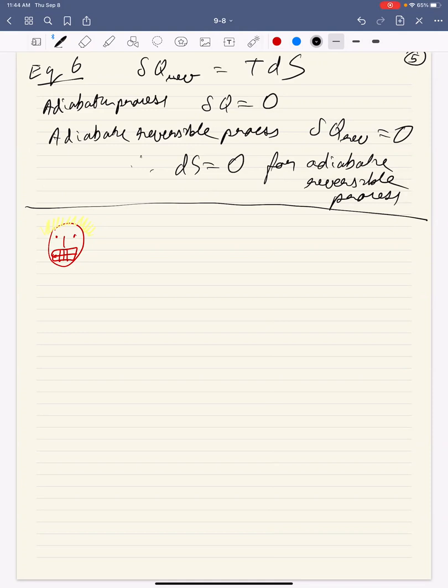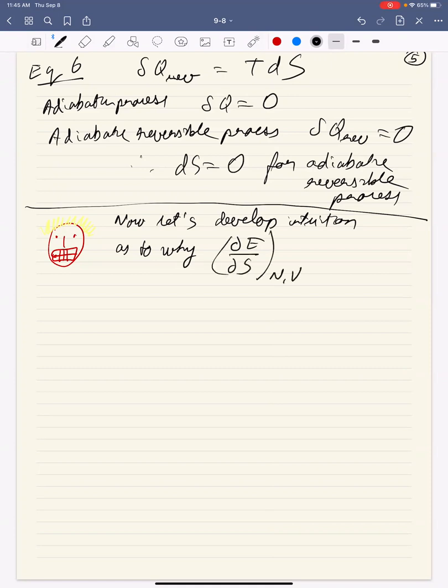Okay. So now let's develop intuition as to why partial E by partial S at constant n, V is related to the temperature that we can measure in an instrument, which we know as the empirical temperature. What does it have to do with the temperature that you measure on an instrument? Why is it okay that after this class you can go and tell someone, oh, the partial E by partial S seems very high today? You can do that and it's completely correct. This is the most accurate definition of temperature.